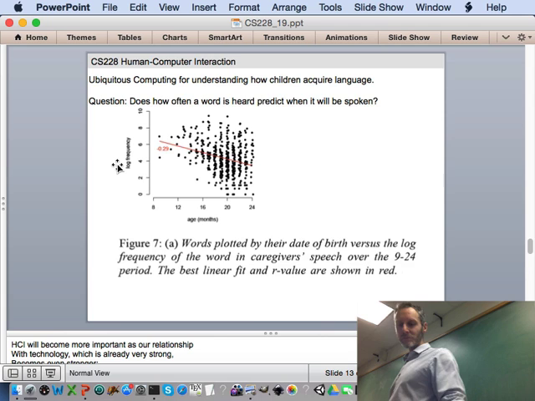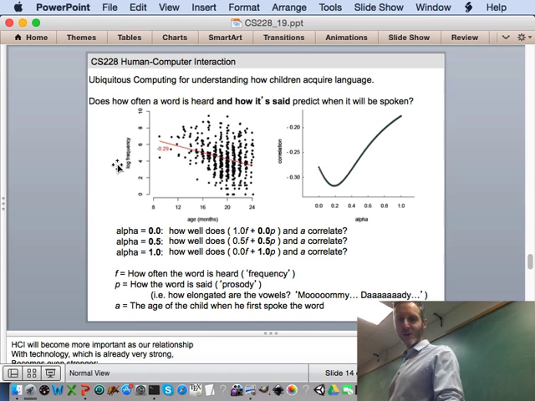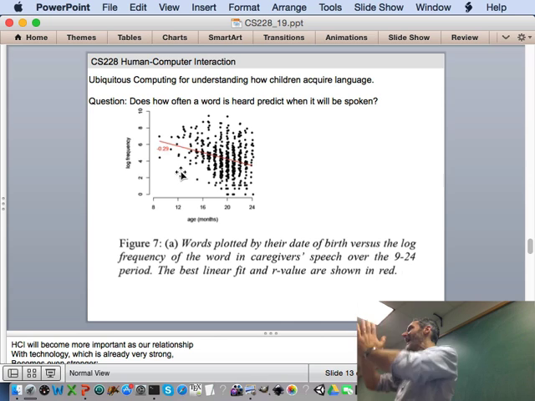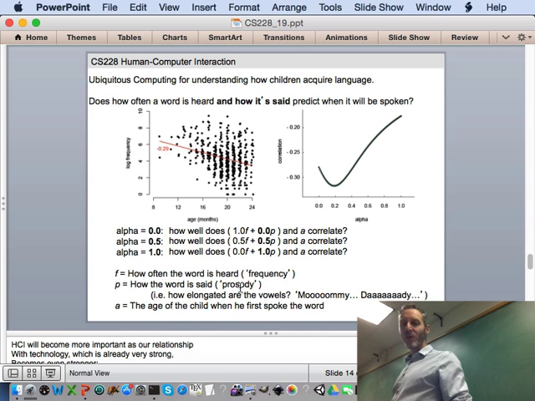This next figure takes a little bit of time to digest, so we're going to go through this slowly. In this plot here, they were saying, okay, let's just look at how often the word was uttered by caregivers, so that we're using one feature to predict the time of word birth. Now they're going to add a second feature, P down here, which is how the word is said. So P for prosody. So F is frequency, right? Just the number of times that it was said by the caregiver.